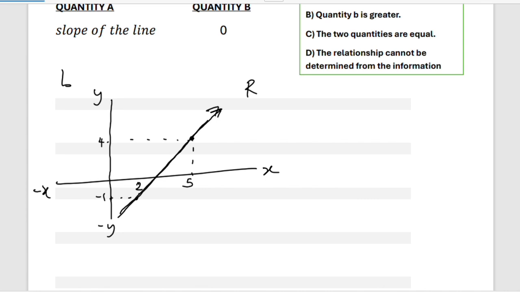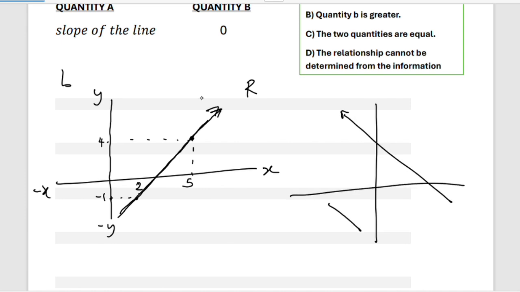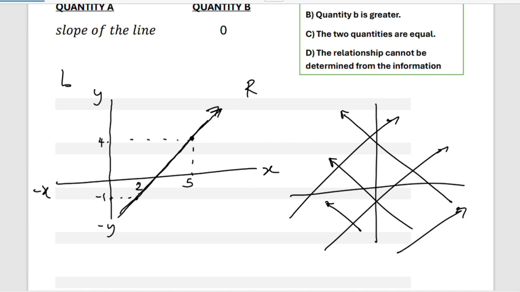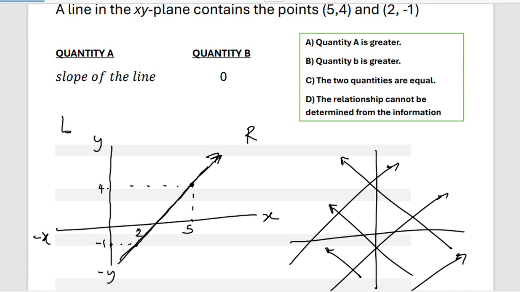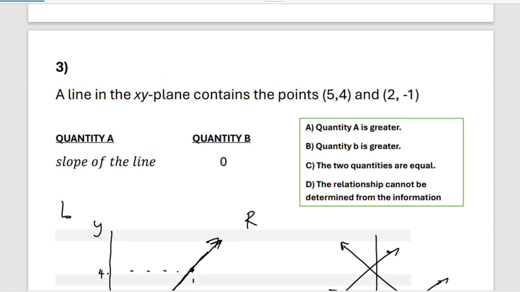If it's tending towards the left, it's negative. So for a negative slope, if we have something of this nature, this is a negative slope, because the upper part is tending towards the left. This is a positive slope. So because this slope is positive, we know it is definitely going to be greater than 0. So with that, we know that the relationship here is this. So option A is the correct answer.